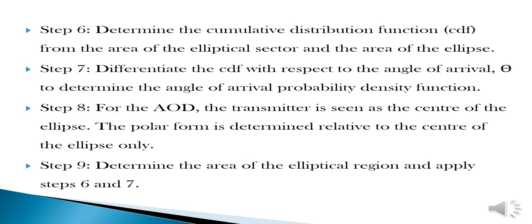And then from there, we can differentiate the CDF with respect to the angle of arrival to determine the PDF of the angle of arrival. And then for the angle of departure, in this case, we'll see the transmitter as the center of the ellipse. And so the polar form will be determined relative to the center of the ellipse. Thereby, we employ the same steps we followed in steps 1 to 7 to determine the angle of departure.